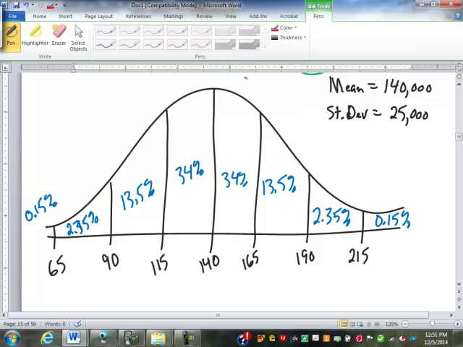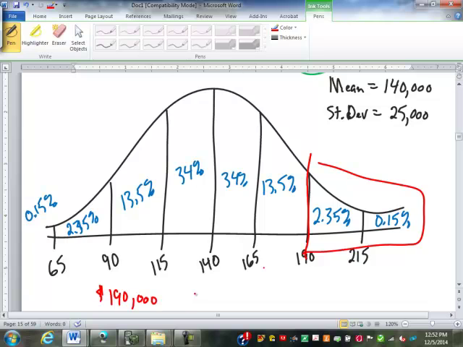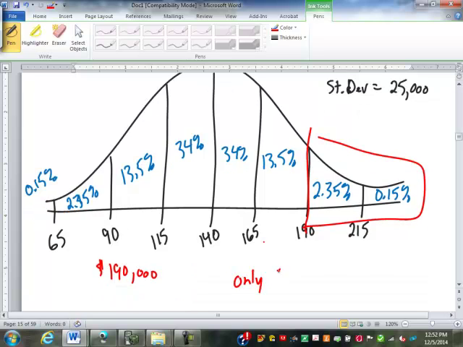So let's say you find a house that you just love, and it's priced at $190,000. Is that a good buy? Well, here's $190,000, and if you add these percents up here, what you find is only 2.5% are more expensive than that house. In other words, 97.5% of 3-bedroom, 2-bath houses are cheaper than the one you're looking at, which is telling us there's a good chance you can find one you like that's cheaper than that.